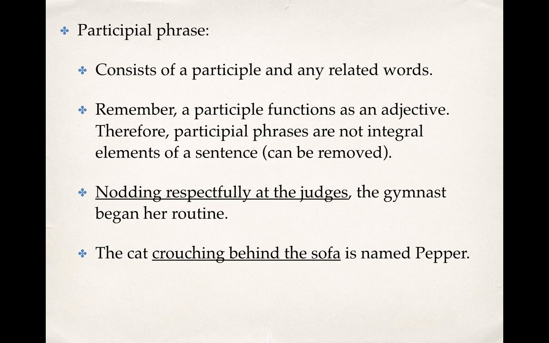Here's another example. The cat crouching behind the sofa is named Pepper. So here we have another ing verb, but you could take that out. You could still say the cat is named Pepper because all that this phrase is doing is modifying the word cat. It's describing cat, the cat crouching behind the sofa.